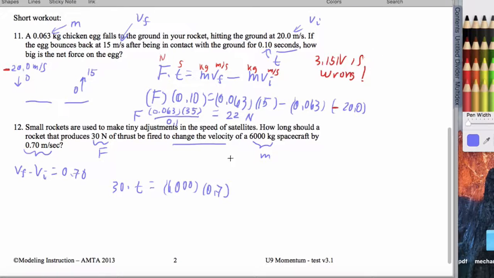Here's the thing. Even if you just put this and wanted to have something here, you could have surmised that the second number would be 6,000 times 0 if you'd learned your units. Okay, I have emphasized that quite a bit. So when we solve for the time, we're going to end up getting 200 times 0.7. That's going to give us 140 seconds.